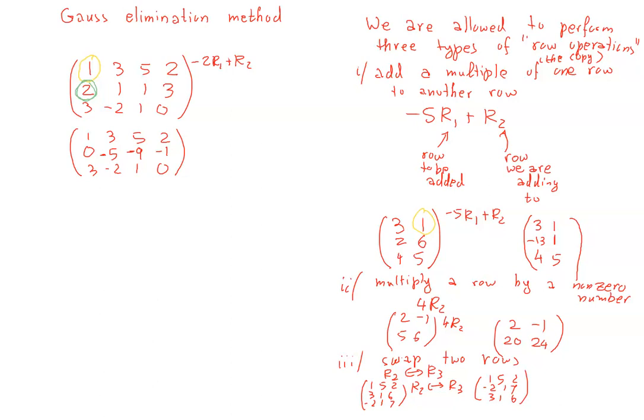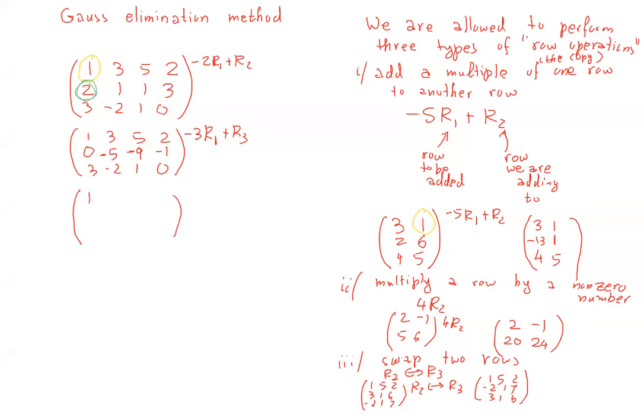Row 2 cannot have the effect that I like on row 3, right? Because now the first entry is 0. So what will I do? It will be minus 3 row 1 plus row 3. Okay, you will always be using your pivotal element to eliminate everything below it.